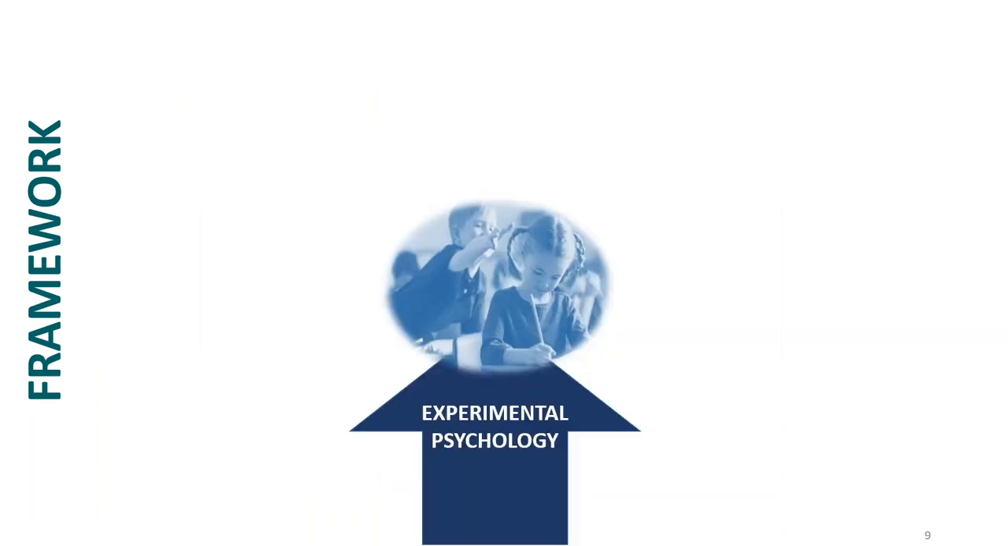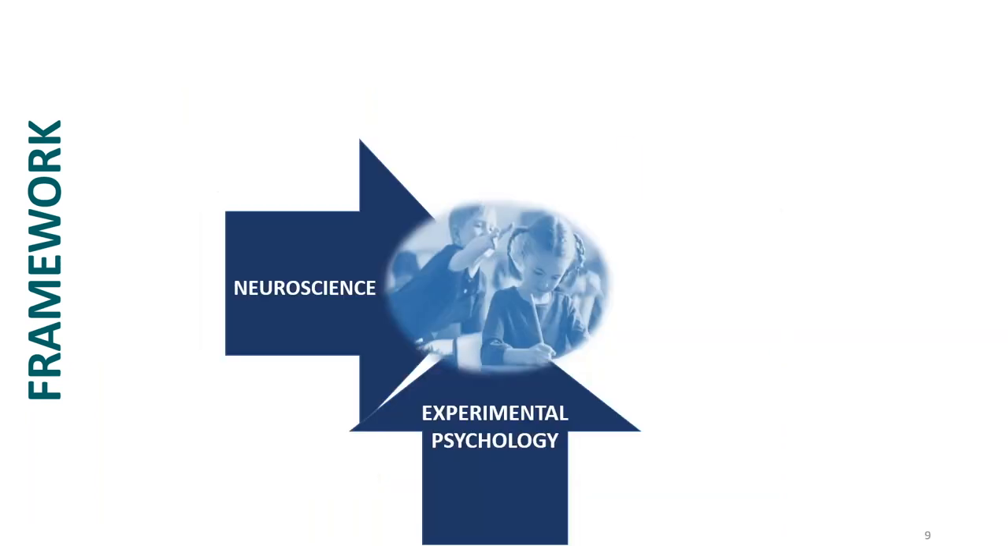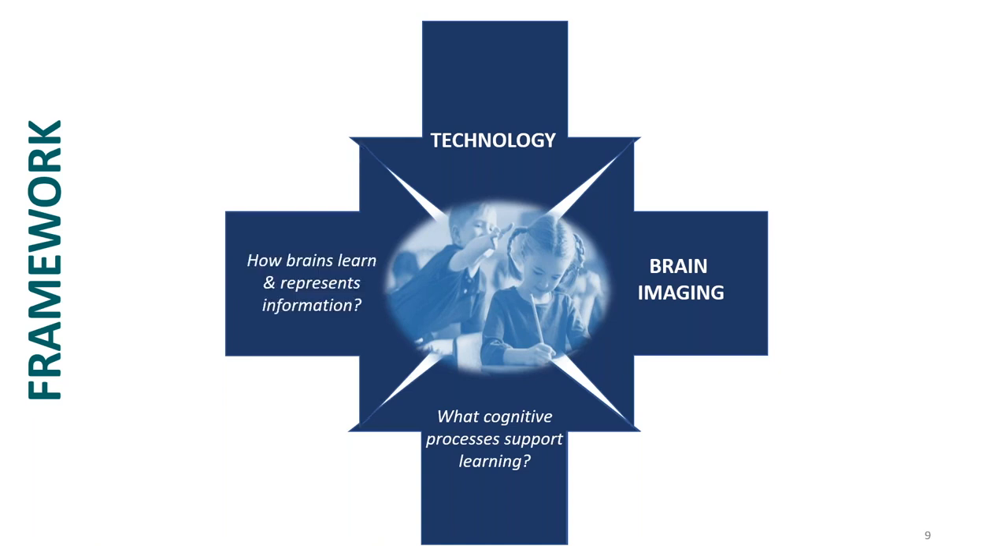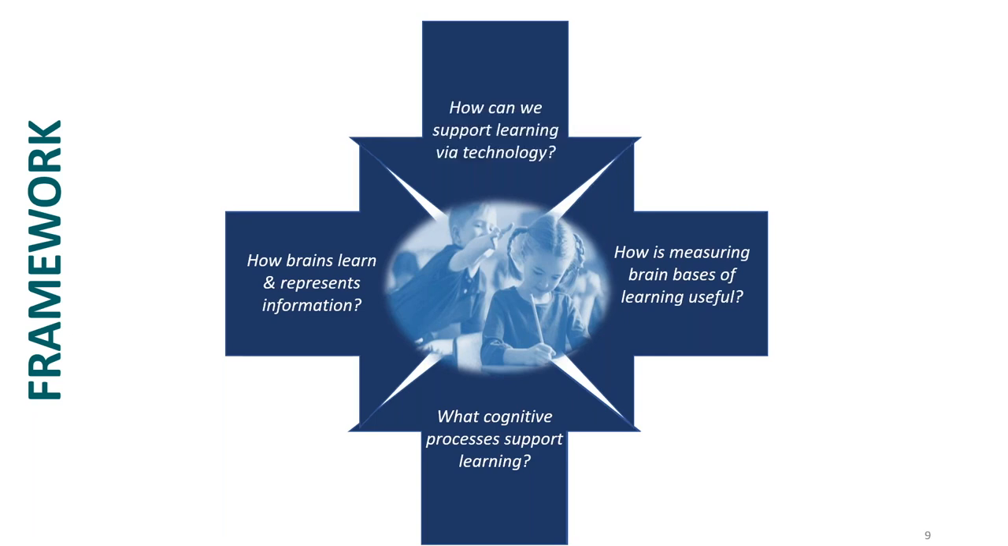Right, so in my work, I integrate experimental psychology, neuroscience, neuroimaging, and technology. Each of those offers a knowledge base, and based on this knowledge base, I ask myself different questions. For example, what cognitive processes support learning? How does the brain learn and represent information? How is measuring brain activity and structure useful to understand and support learning? And finally, how can technology at large support learning as well?